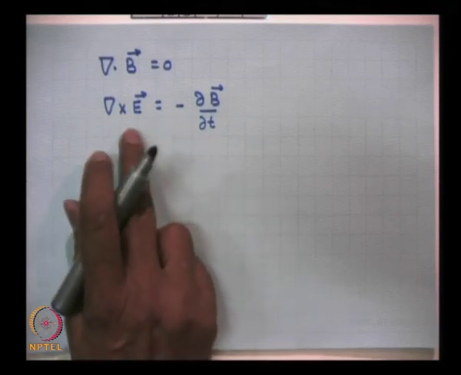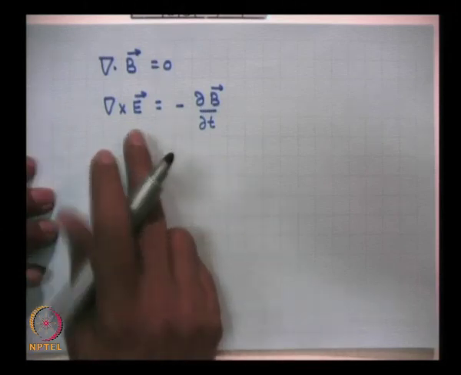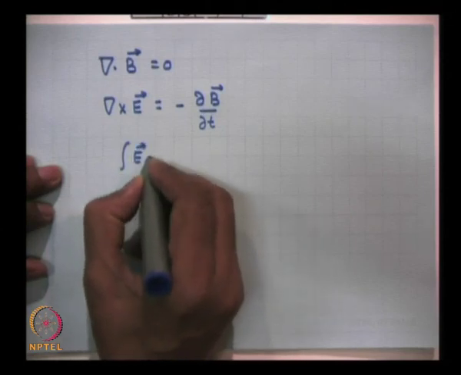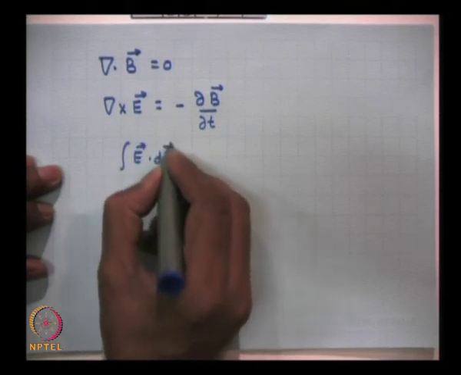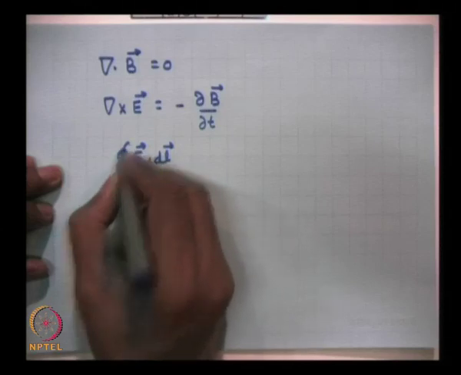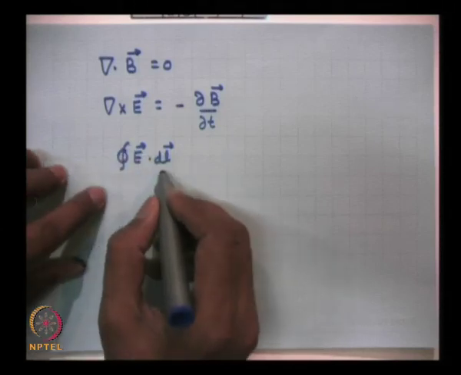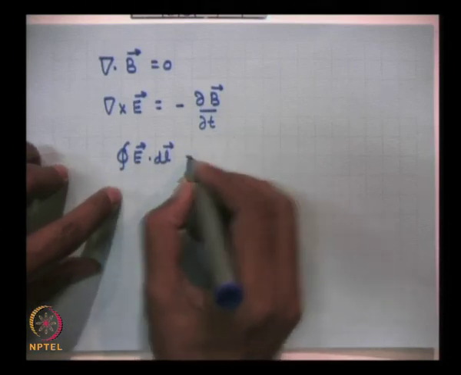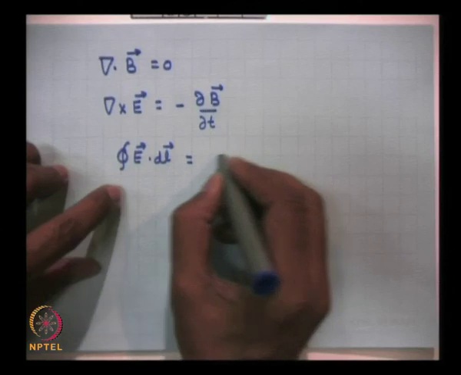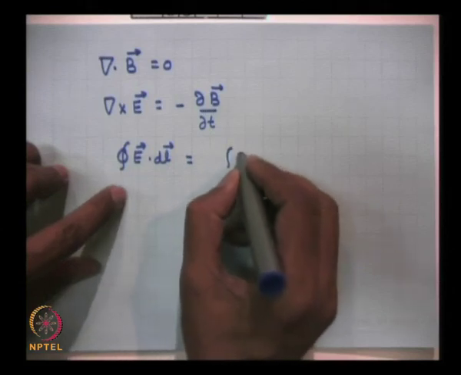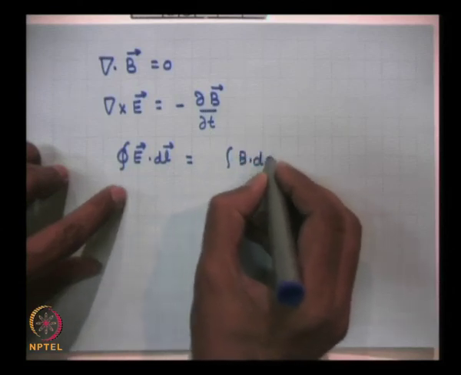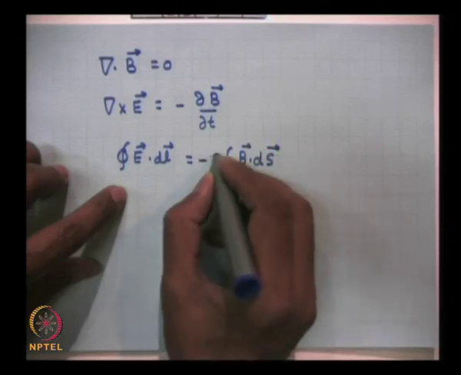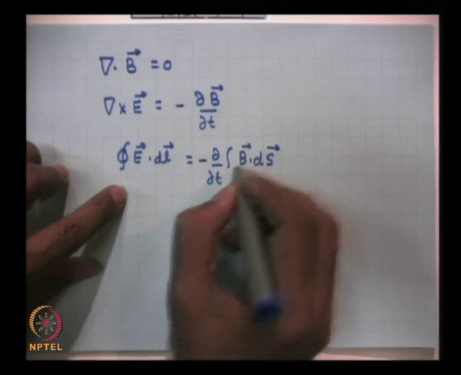In integral form, this equation sometimes is written as closed-path integral of E dot dl, and this quantity over a closed path is called EMF. Just the line integral of the electric field is equal to the rate of change of flux linked with the circuit. So, this B dot ds is the flux linked with the circuit, and the rate of change of flux with time.